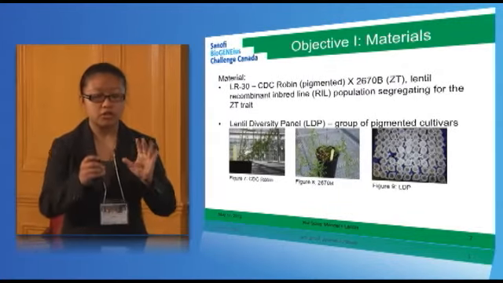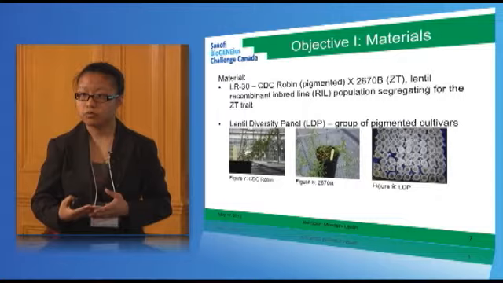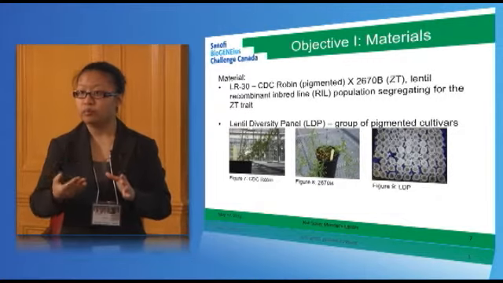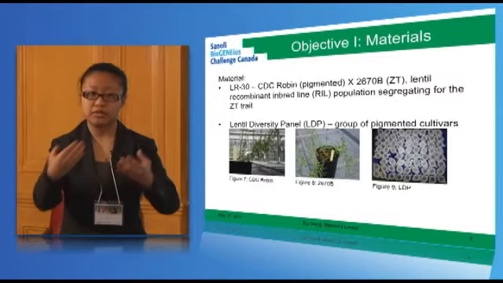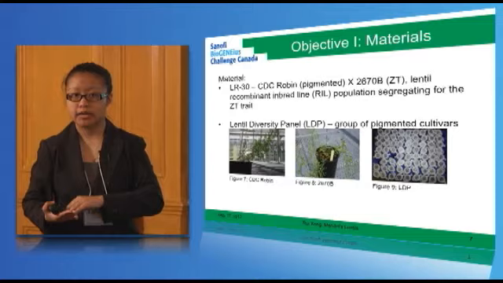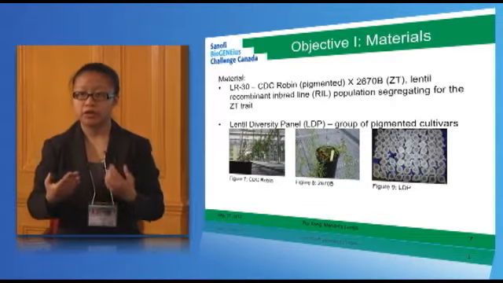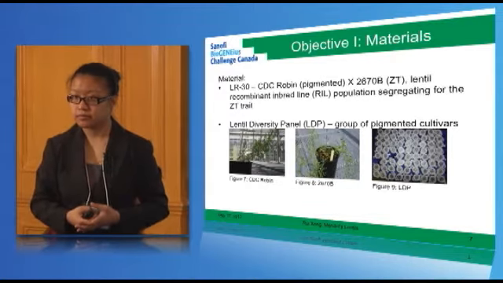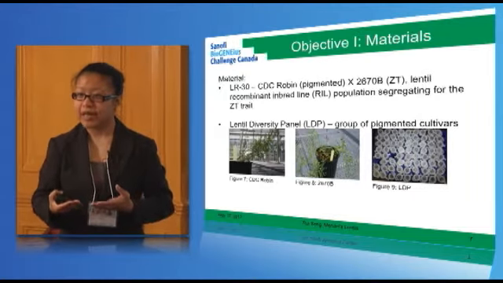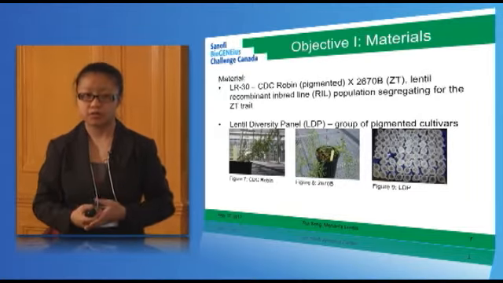So, the genotypes used in Objective 1 were LR30, a lentil recombinant inbred line population, which is a cross between CDC Robin, pigmented, and 2670B, a ZT line. It segregated for the ZT trait, as well as the lentil diversity panel, or LDP, a group of commercial pigmented cultivars.